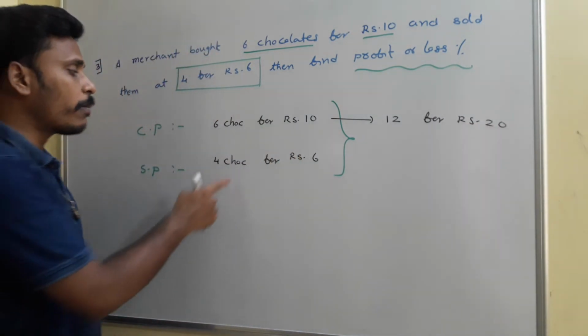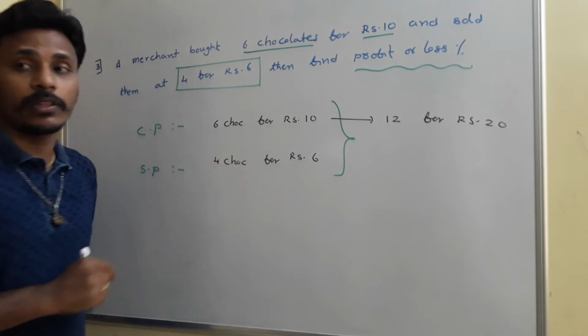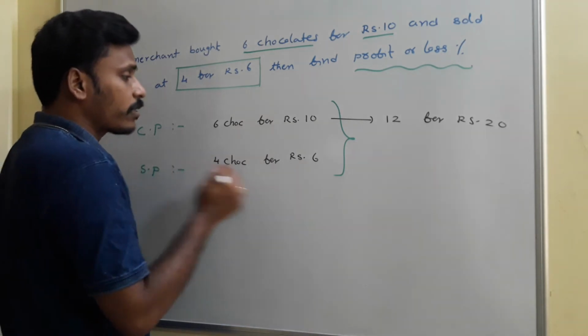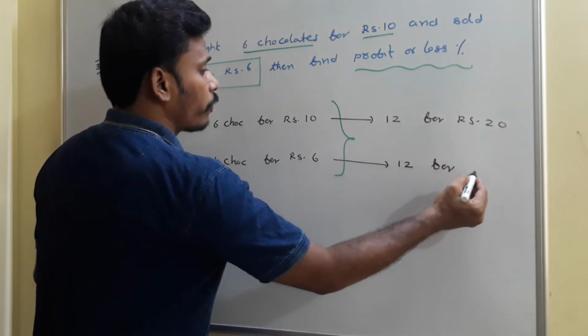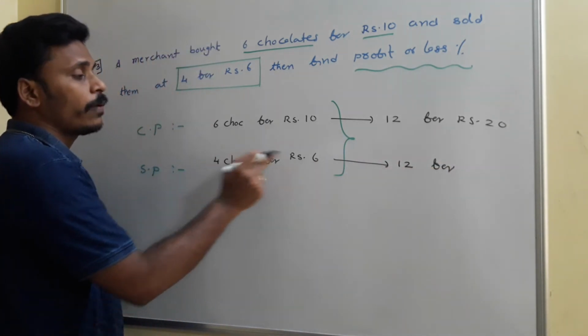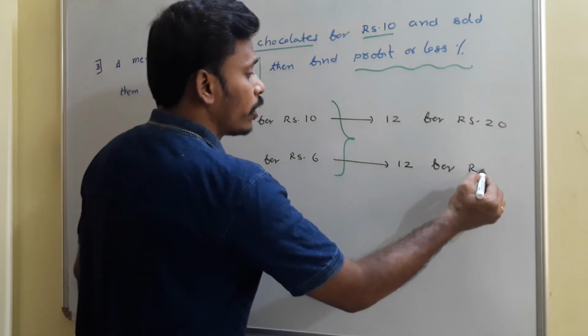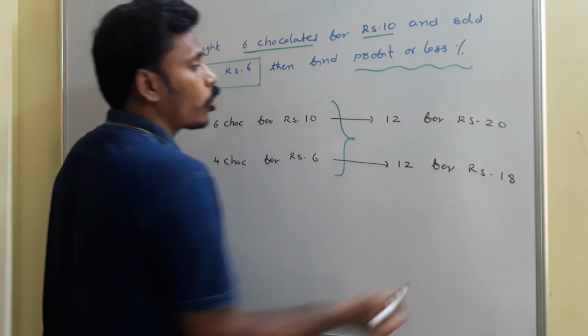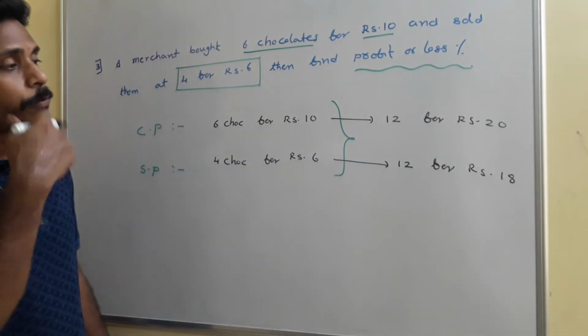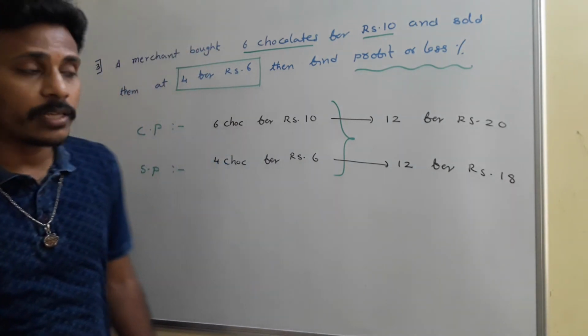So to make this number again 12, I need to multiply with 3. So the selling price is, if you multiply with 3, 12 chocolates are for, here you are multiplying with 3, so here also multiply with 3, so 6 into 3 is 18. At the end, the cost price of 12 chocolates is 20 rupees and the selling price of 12 chocolates is 18 rupees.